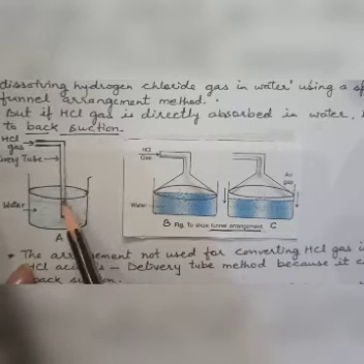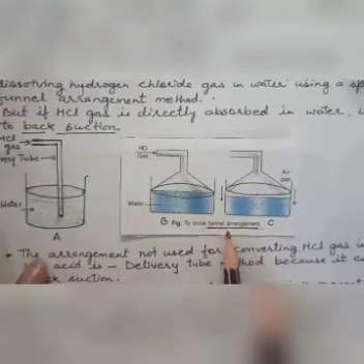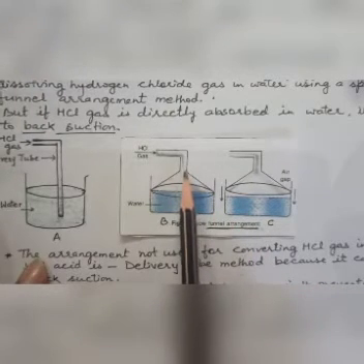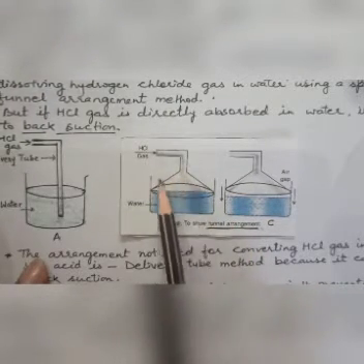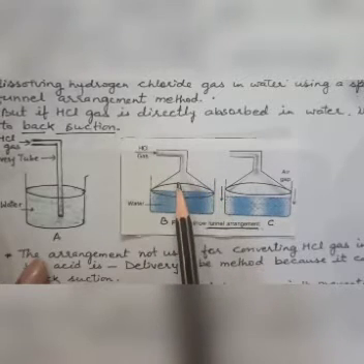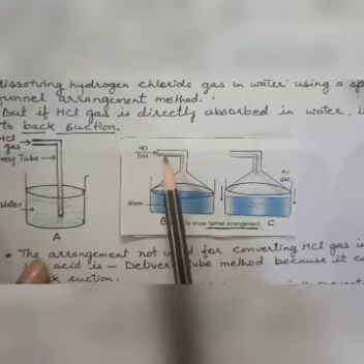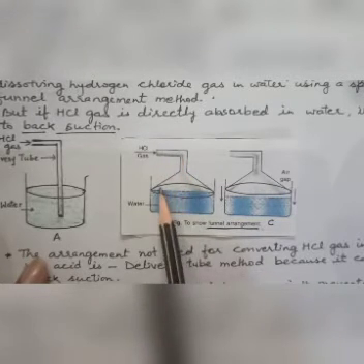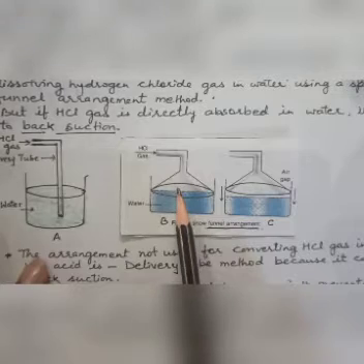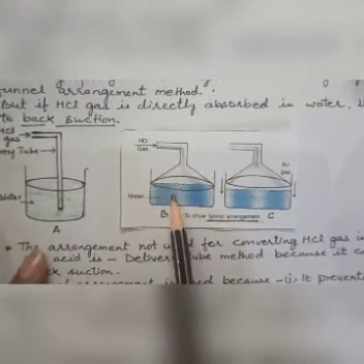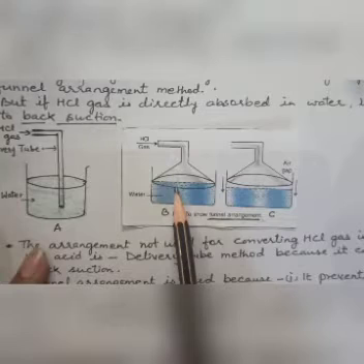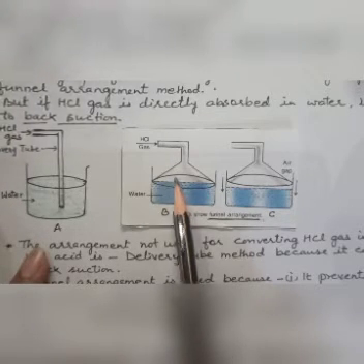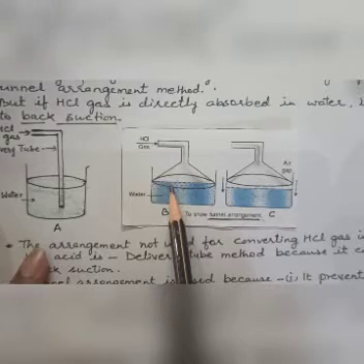So, to avoid this back suction, we use a special funnel arrangement method. And in this funnel arrangement method, what we do? We take an inverted glass funnel which is attached to the delivery tube with the help of rubber tubing, and the rim of the funnel is placed such that it just touches the water, right? It is not immersed in water, it just touches the water, taken in a trough.